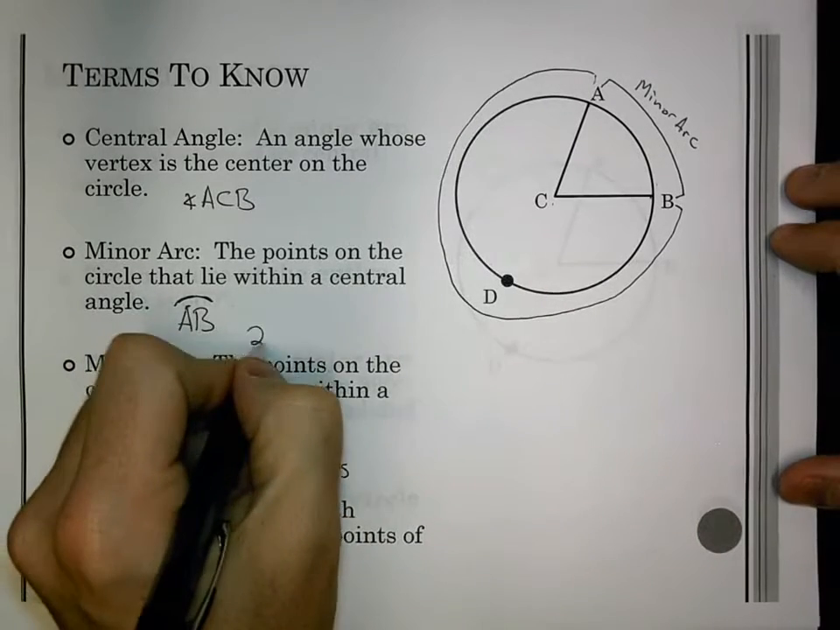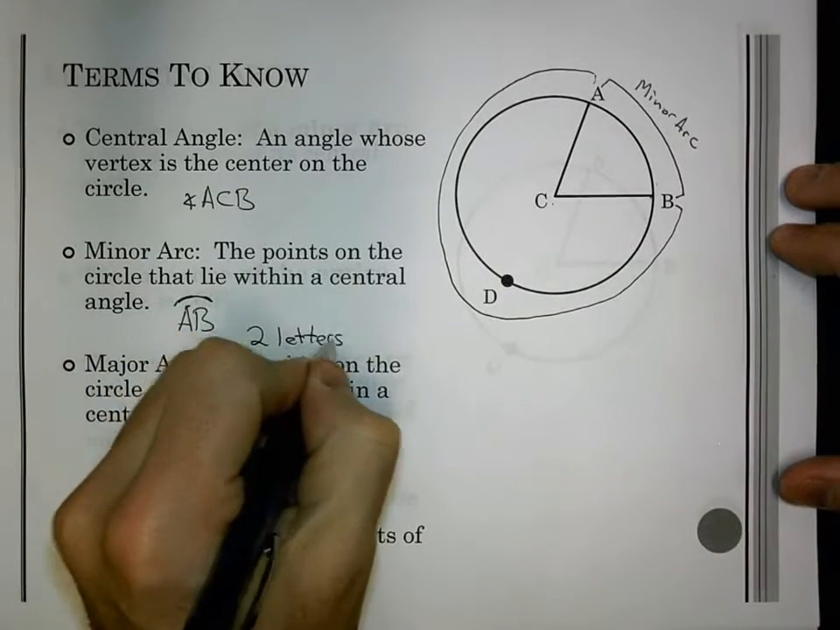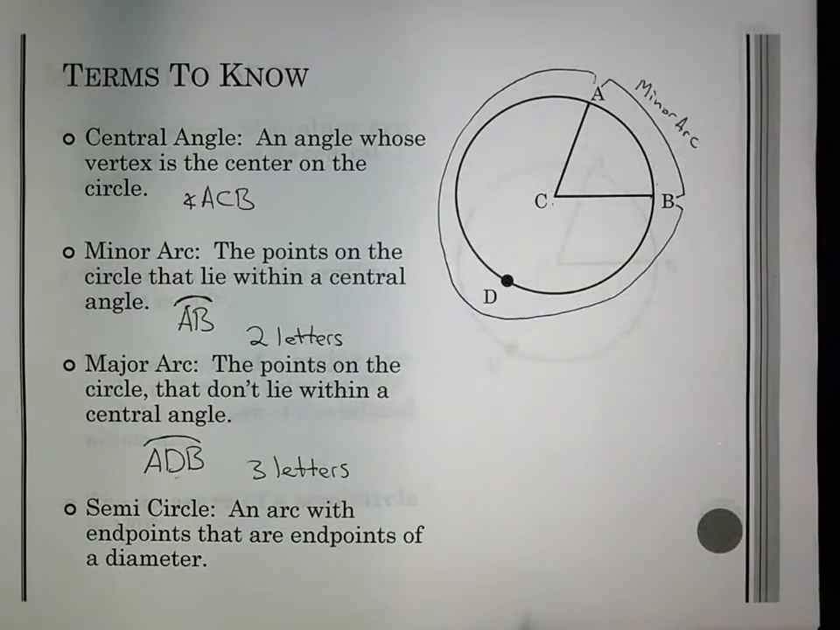Minor arcs will be 2 letters most of the time. There may be a case where you have to identify it a certain way, looking at combining them, but a major arc will always be 3 letters. We won't identify it with 2 letters because otherwise it would be the minor arc.